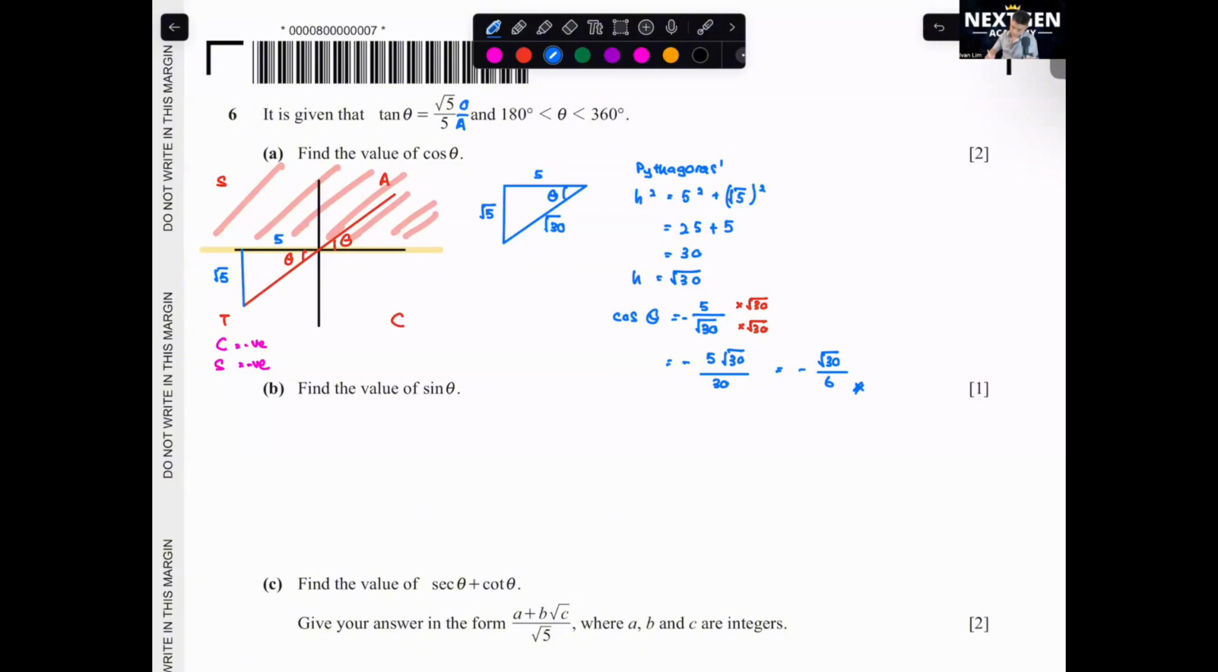Then the next one, sine theta. So we follow this again. So root 5 over root 30, then negative. So sine theta is negative root 5 over root 30. Using our law of roots, we can join both of it together like that. Root 5 over root 30, which will become root of 1 over 6. So we can write like that, 1 over root 6. Then we rationalize this, times root 6 times root 6. This will be equals to negative root 6 over 6.